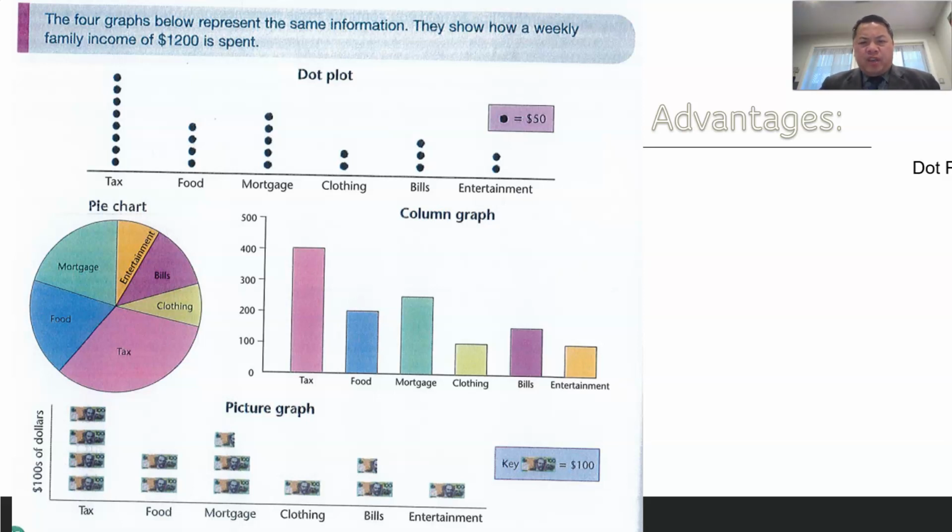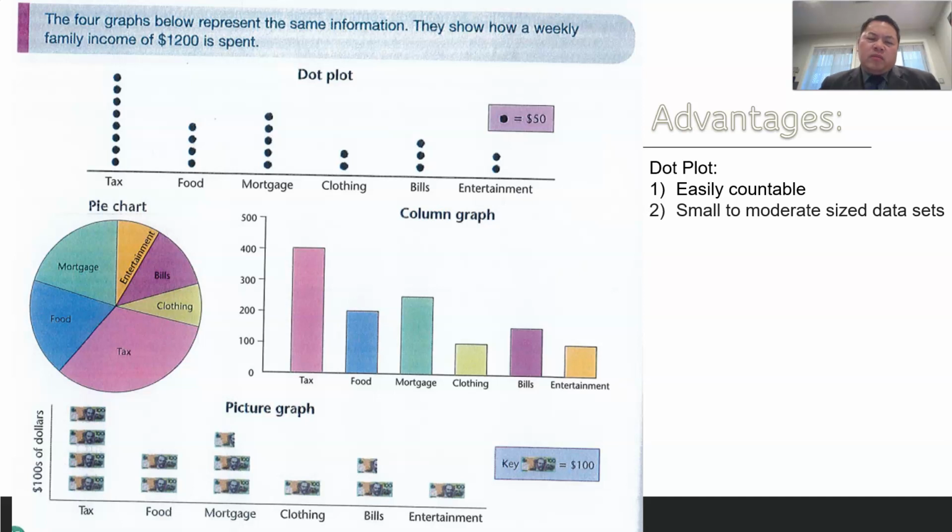Let's talk about it. Okay, for dot plot, very clear cut, very easy to count, isn't it? And it's a small to moderate size data set, so it only allows us to have a small to moderate number of components, you cannot have so many different components. Okay, so it's easy to locate the outliers. Outliers will be things that are far off from the middle. So things that are too extreme, we call them the outliers.